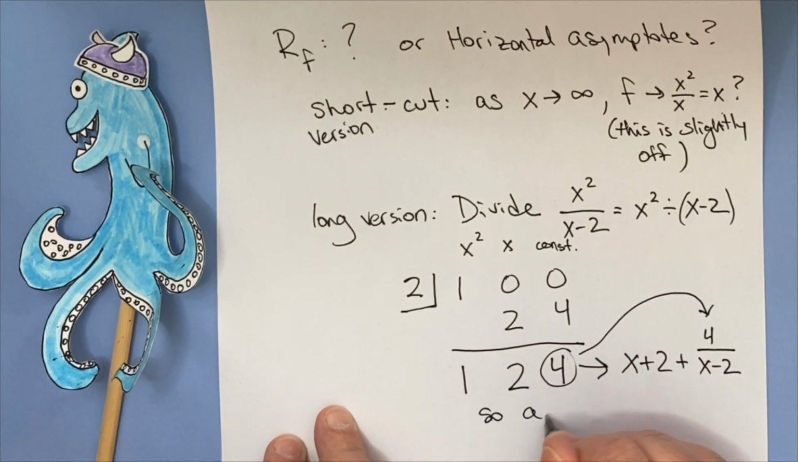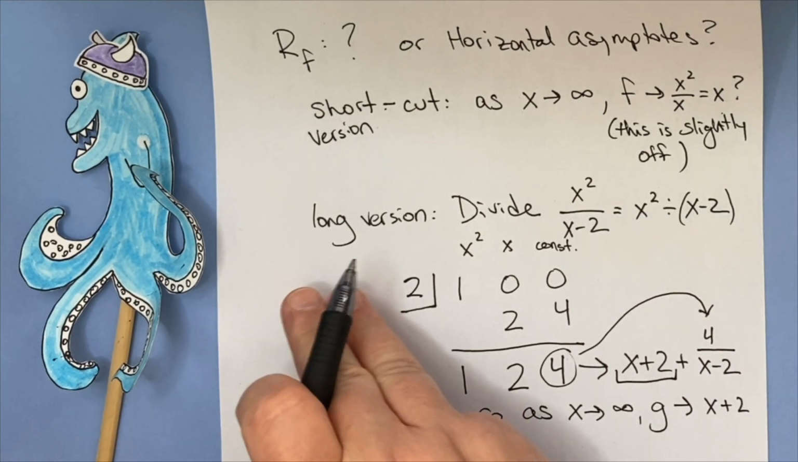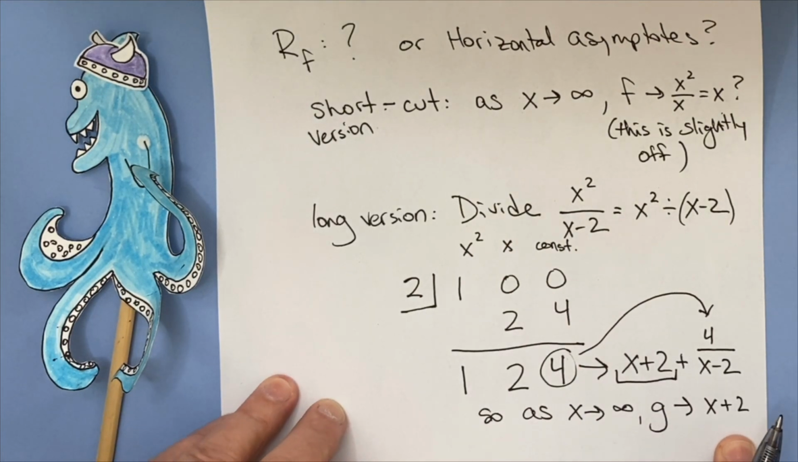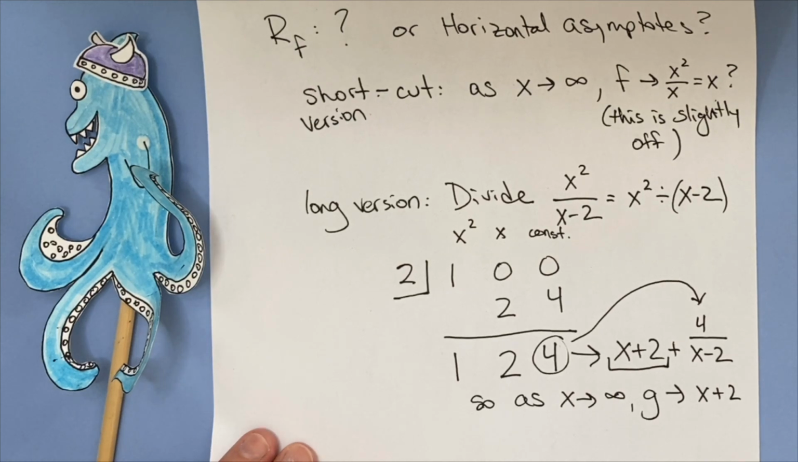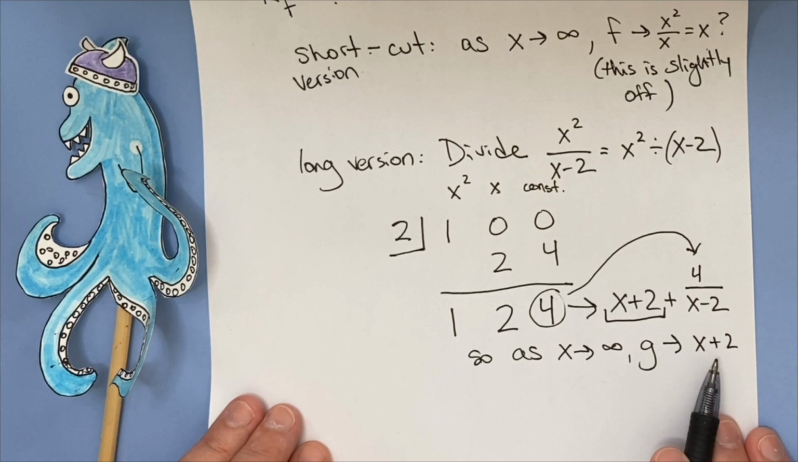So, as x gets really, really large, what's going to happen? G is going to get really, really close to x plus 2. Not just x, but x plus 2. So the shortcut version, we were guessing x, and to actually use the division, we see that it's a little bit off from x. It's x plus 2.